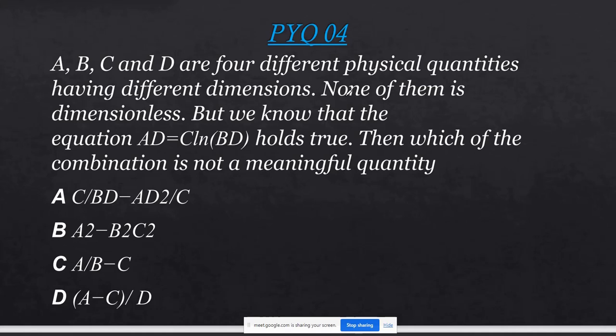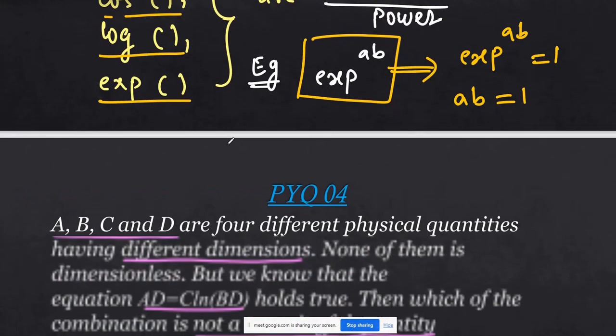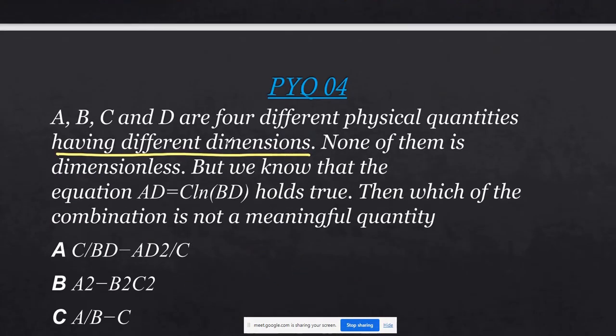A, B, C, D are four different physical quantities having different dimensions. So from this point, what will you understand? Different dimensions. Go back to the principle of homogeneity. Same dimensions, then you can do addition or subtraction. In the question, it is saying different dimensions. So can you do a plus b, b plus c, c plus d, a minus b? Can you do such kind of plus and minus? No, ma'am, we cannot.